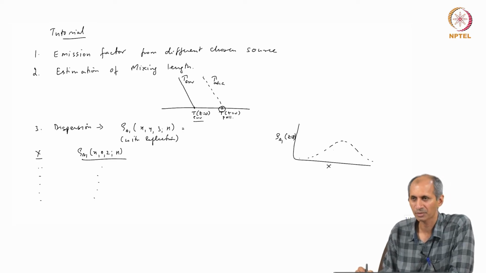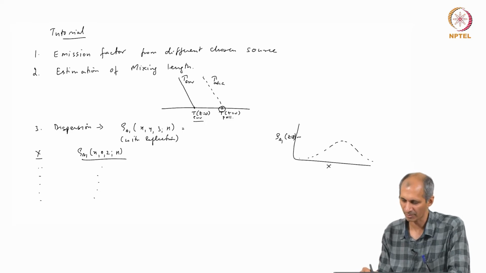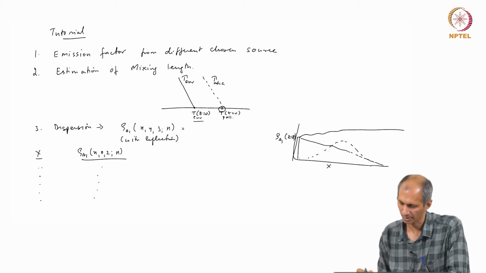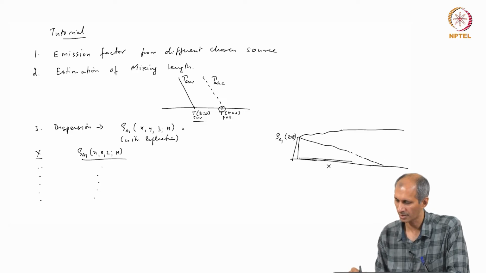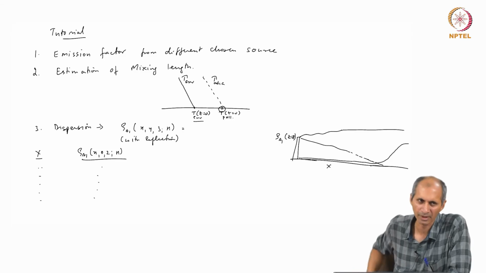The reason you do this is, if the stack is very high and the plume is going like this, you will not see anything at ground level for some distance. Once the plume reaches the ground, you start seeing some concentration. So, there is nothing seen here, then it starts increasing. I want you to plot that. That is one exercise.